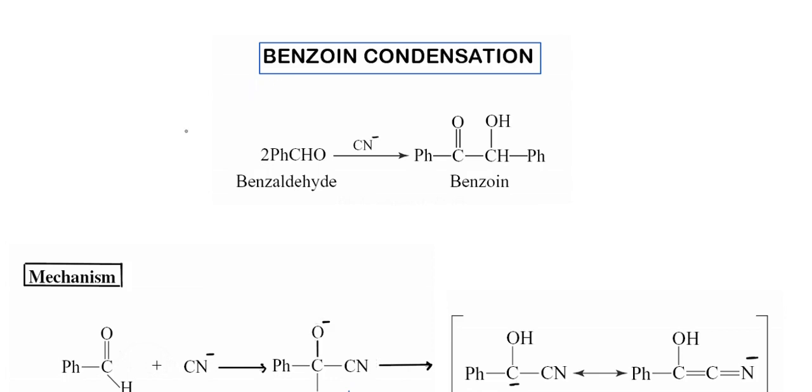Next condensation is benzoin condensation. This is for aromatic aldehydes only. जो benzoin condensation है, this is only for aromatic aldehydes. This is for only aromatic aldehydes.